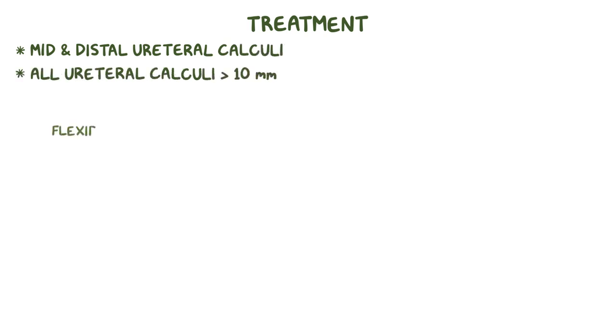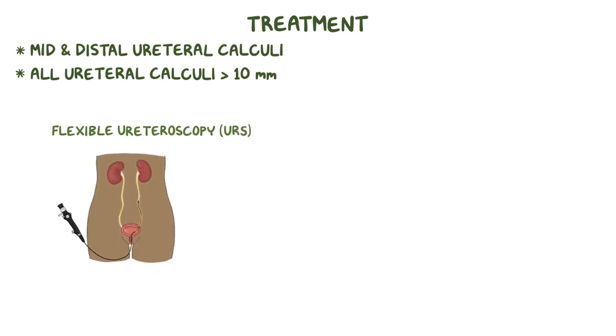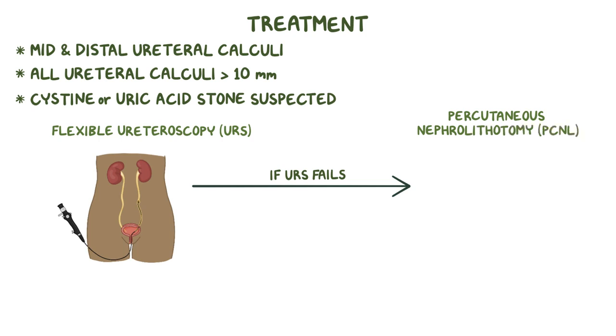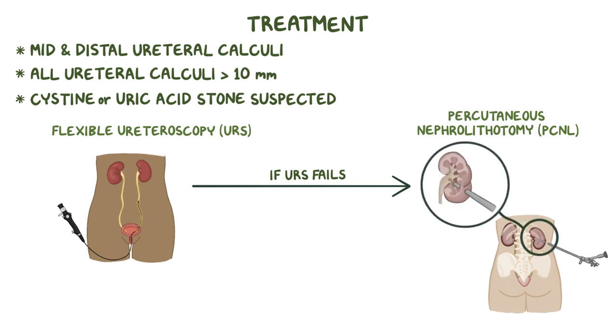For mid and distal ureteral calculi, and for all ureteral calculi larger than 10 mm regardless of their location, URS is done. URS is also the treatment of choice when lab work and imaging studies suggest a cystine or uric acid stone. If URS fails, then percutaneous nephrolithotomy or PCNL is done. PCNL is a minimally invasive procedure where a small incision is made in the flank, and then a flexible nephroscope is inserted and the stone is removed through the working canal of the nephroscope. Other options include laparoscopic or open surgery.